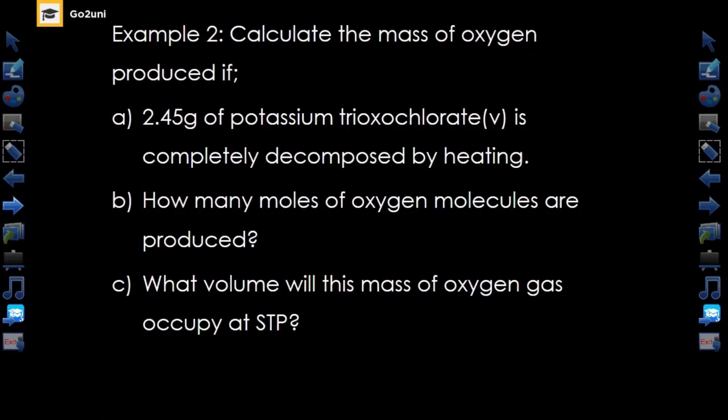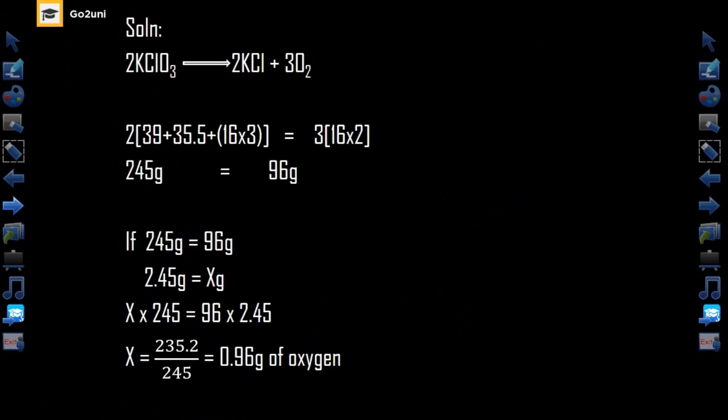So let us take a look at the solution. I just want to clarify that. Look at the solution so that you don't feel confused. So we have 245 grams of potassium chlorate giving us 96 grams of oxygen. And by the time we cross multiply, we have 0.96 grams of oxygen produced. So it's as simple as that.